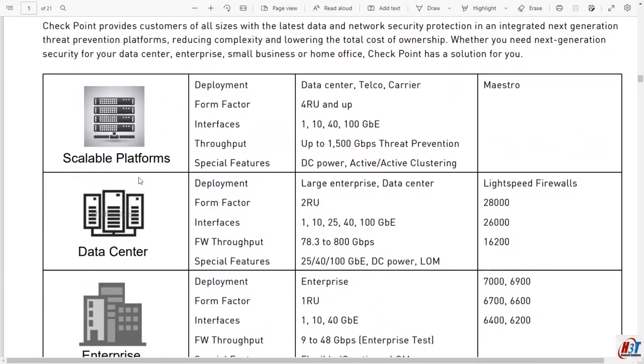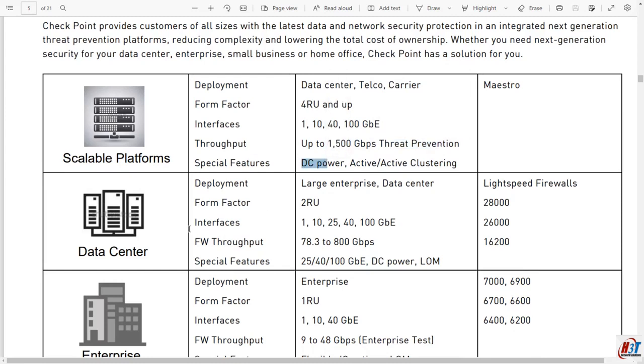For example, if you want to go for the scalable platforms, which are used by the data centers or the telco or the carriers, which are called the Maestro, they come in 4 RU form factors and up. As you can see in the image, you have the 4 rack units here, and it can scale accordingly. Then you can have 10, 25, 40, and 100 Gbps interfaces. Then you have throughput, which can go up to 1500 Gbps. Threat prevention, right? Special features, you can have DC power, active clustering, etc.